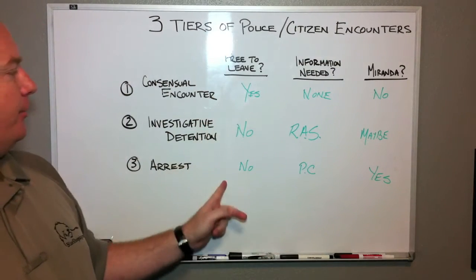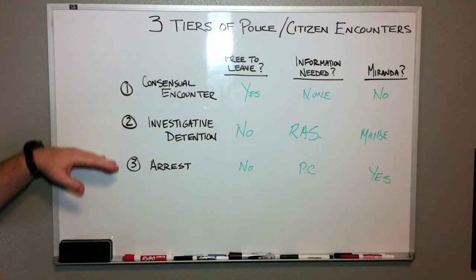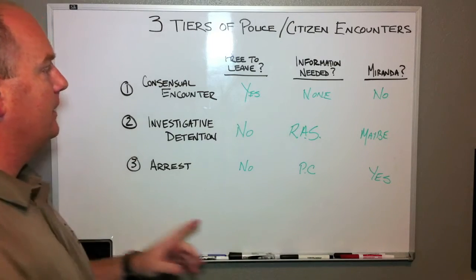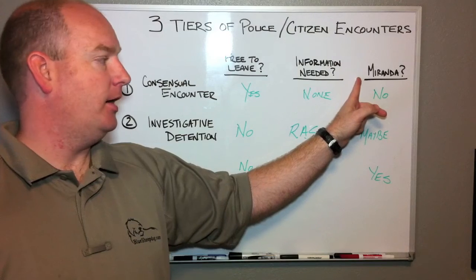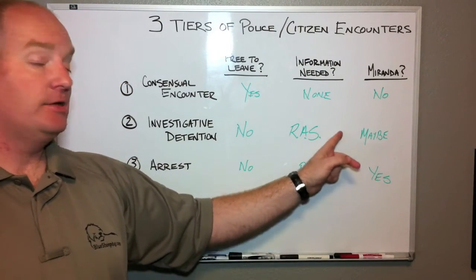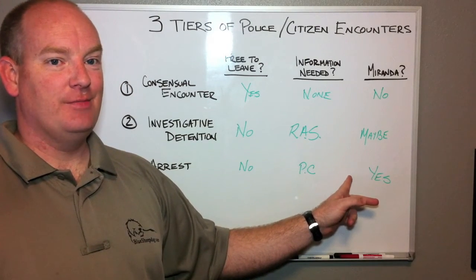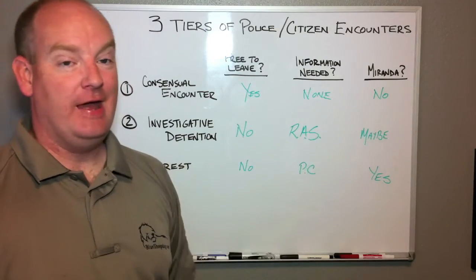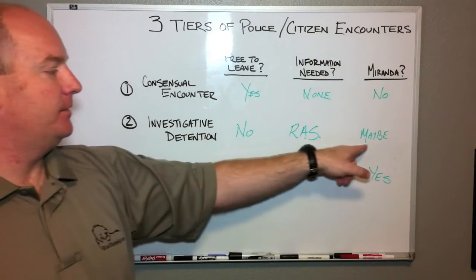Okay, so these are our three tiers of citizen police encounters: the consensual encounter, the investigative detention, the arrest. Okay, there's a lot of case law on all three of these, especially when we're talking about the information that's needed and whether or not Miranda applies. Okay, Miranda is going to be no, maybe, and yes. The maybe is going to be the tough one. Okay, we definitely know that if they're under arrest, we need to read Miranda. We know that if it's just consensual encounter, then you don't have to. It's this big area right here in the middle that's going to trip you up sometimes.